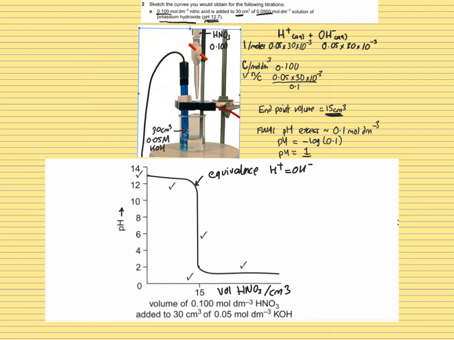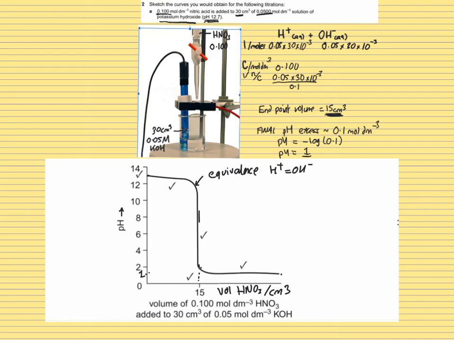Just a couple of millilitres later there is an excess of hydrogen ions, so the pH then drops rapidly to here, and that is at 15 centimetres cubed. Now we can see that the pH then levels off to roughly about 1, because that's roughly the pH of an excess of the 0.1 moles per dm cubed nitric acid.